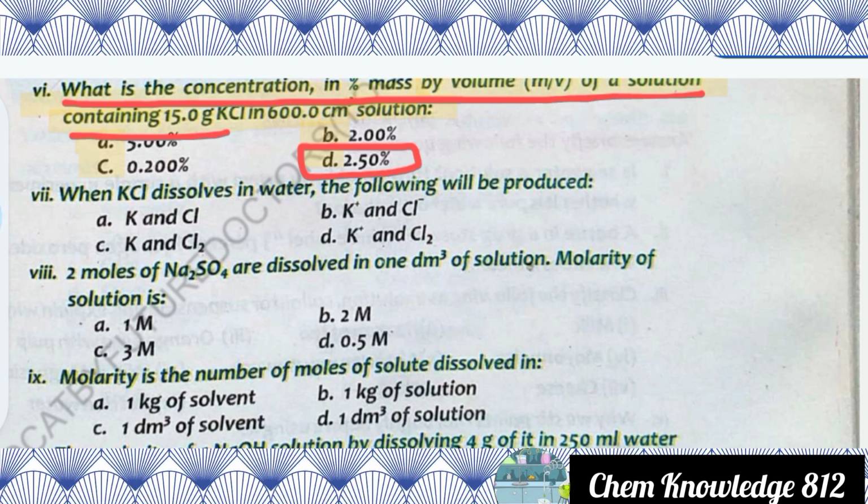Number 7. When KCl dissolves in water, the following will be produced: A. K and Cl, B. K plus and Cl minus, C. K and Cl2, D. K plus and Cl2. When KCl dissolves in water, it produces potassium ion plus chloride ion, K plus and Cl minus. So option B is the correct answer.